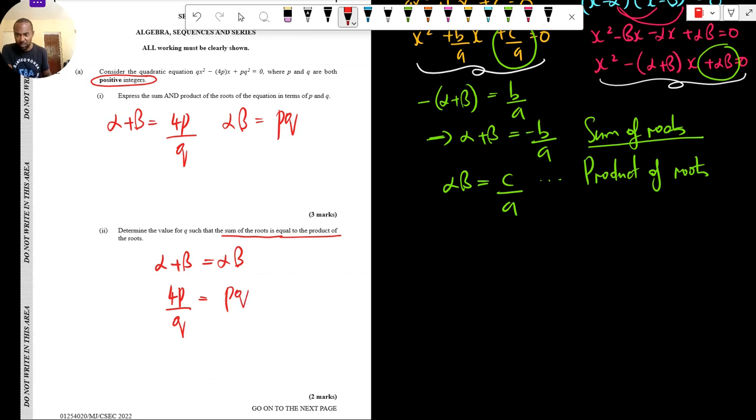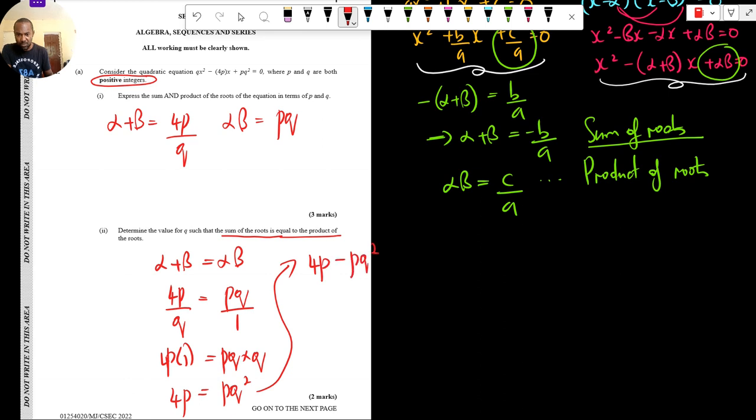And we can then cross multiply and try to solve. Now this time they actually want us to find the value for q. Notice no mention was made of p, but anyways, let's proceed. So if we put this over 1 and cross multiply, we get 4p times 1 is equal to pq times q. And so 4p is equal to pq squared. If we continue, we can bring all the terms to one side. And so we get 4p minus pq squared is equal to 0.